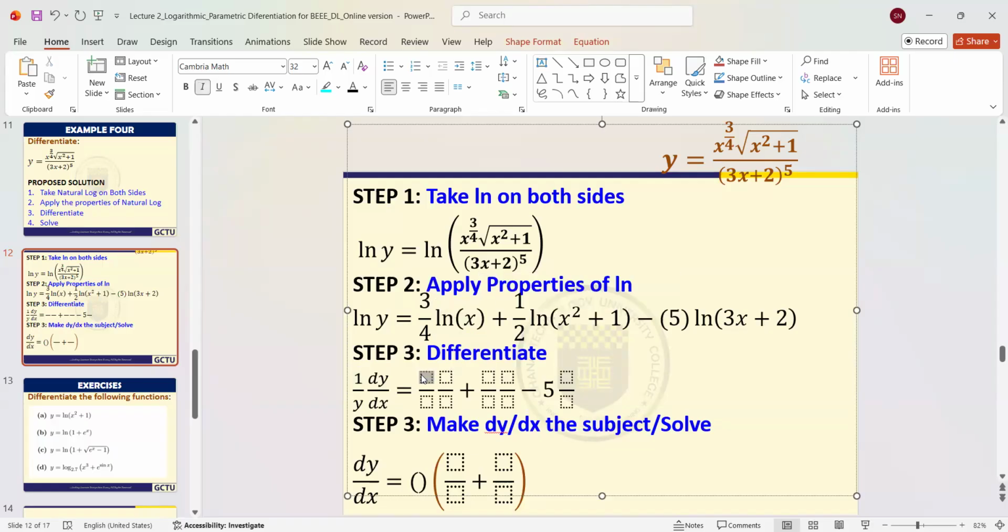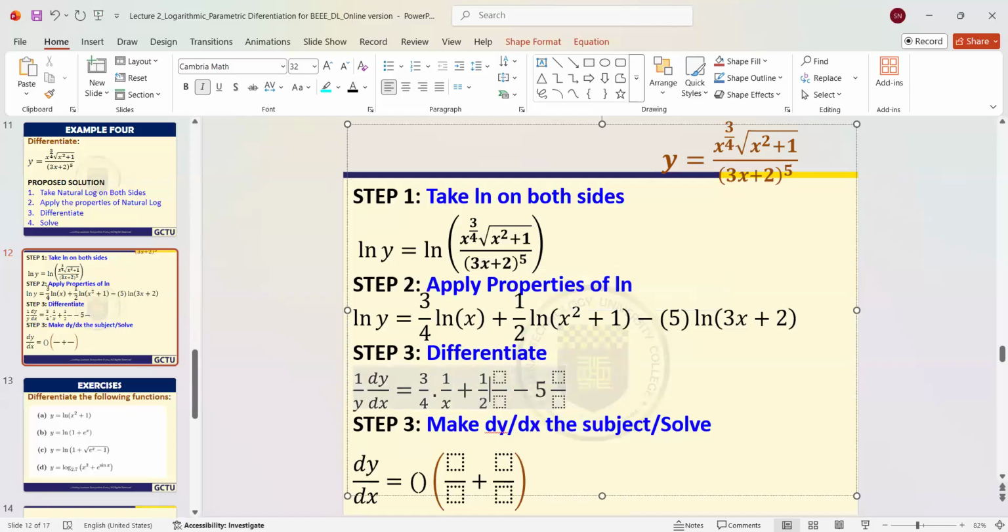But already, there's a fraction outside. So 3 over 4 is the fraction outside, all times the differential of natural log of x, which gives you 1 over x. Now, when we come to the next term on the right, we still have 1 over 2 outside.